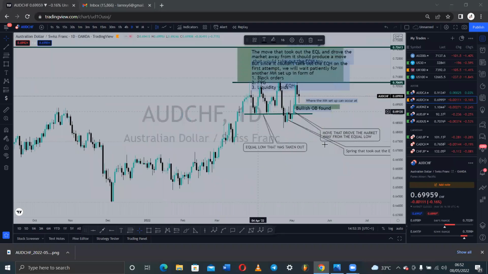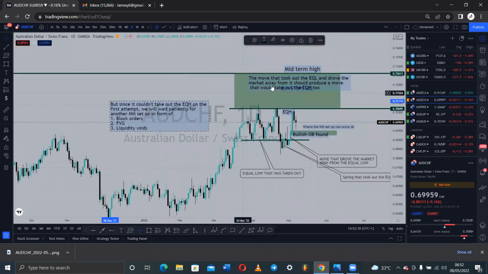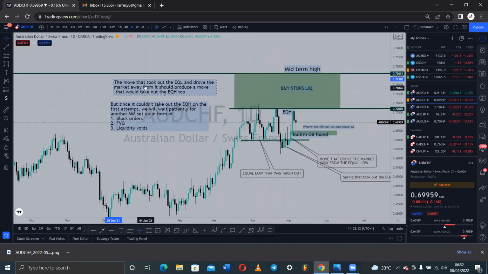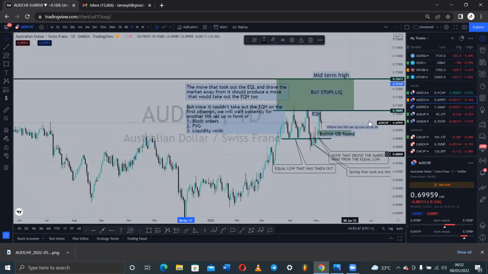Good guys, I'll be analyzing this CHF chart. The picture will be on the group, but let me quickly take you through everything. This is how, let me delete this stuff.